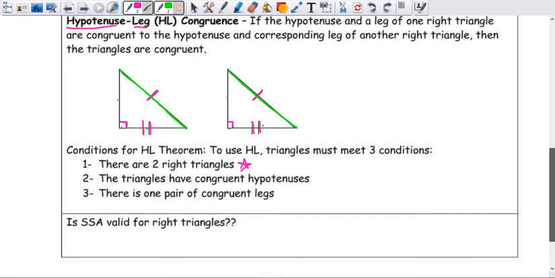So another way we can look at this is as SSA, because we do have a side and an angle. But remember, spelled backwards, that's the bad word, which is not a triangle congruency statement. But is this valid for right triangles? Yes, because it is hypotenuse leg, and we will mostly just call this HL. Okay, so SSA only works for right triangles, and instead we're going to call it HL. So we should still never see SSA as a reason for triangles to be congruent.